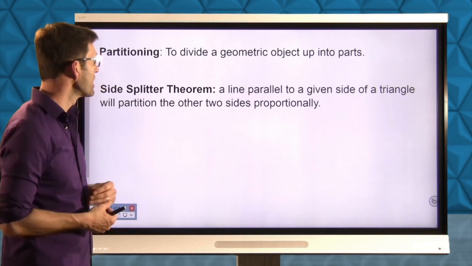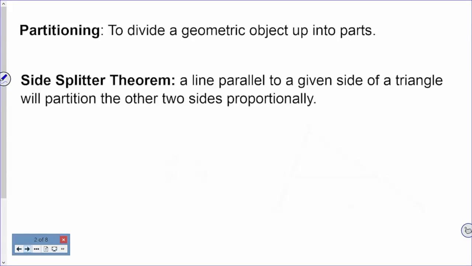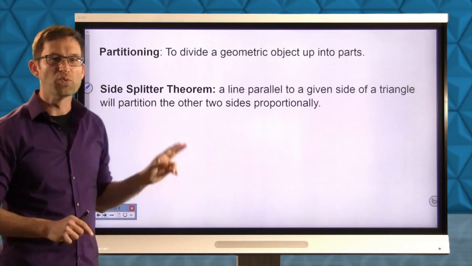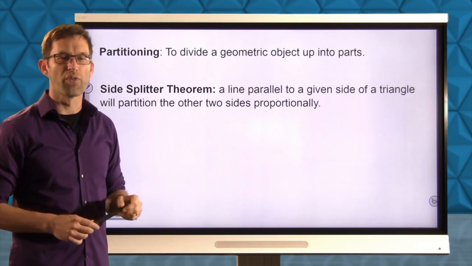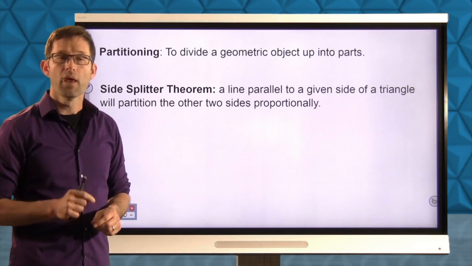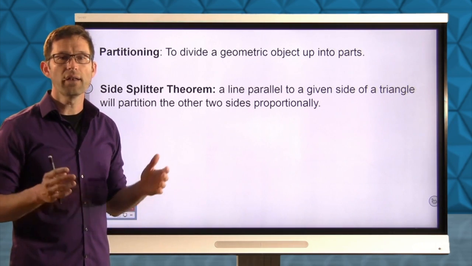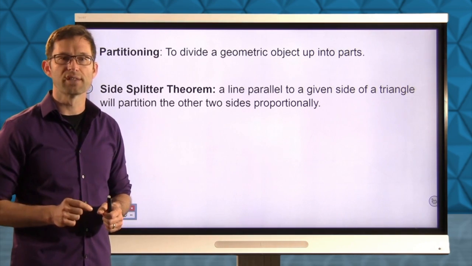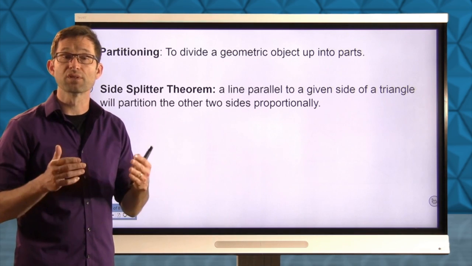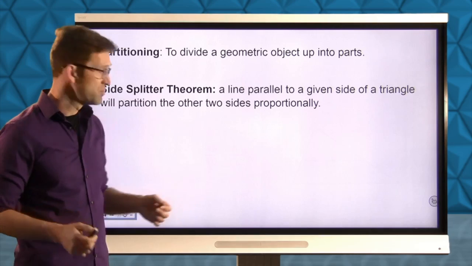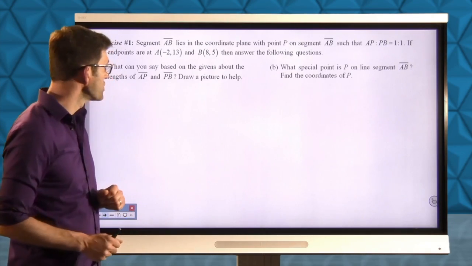All right, partitioning, to divide a geometric object up into parts. And in order to do this, we're going to subtly use the side splitter theorem from the last lesson. Now remember, the side splitter theorem says that a line parallel to a given side of a triangle will partition the other two sides proportionally. And we're going to take some subtle advantage of that today with partitioning problems. So let's get into it in our first exercise.